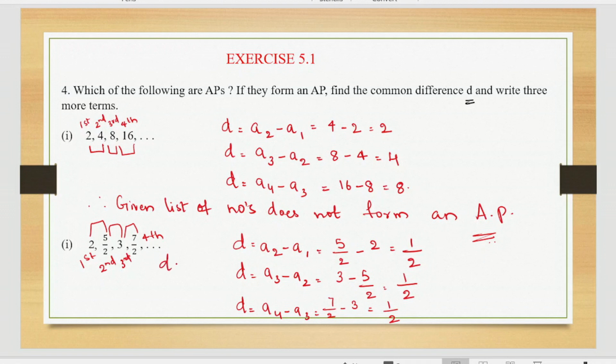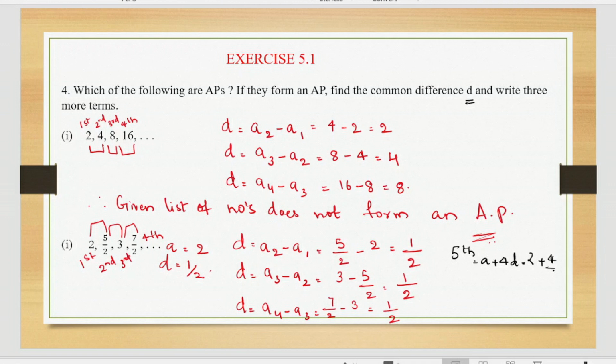Here the common difference we have got is 1 by 2, and the first term A is equal to 2. If it is an AP, we need to find 3 more terms, right? We have till the 4th term, so we need to find the 5th term, 6th term and 7th term. How do you get the 5th term? By taking A plus 4D. A is 2 plus 4 into D, which is 1 by 2.